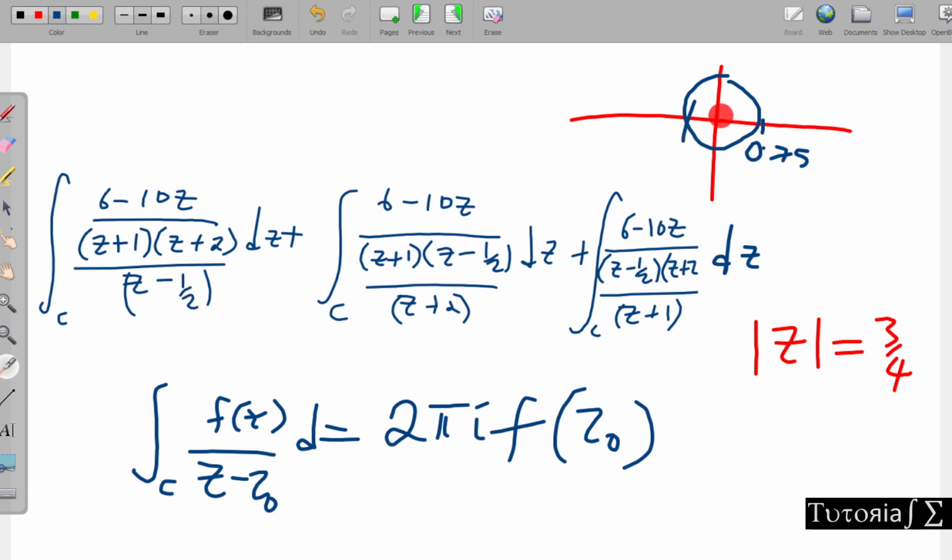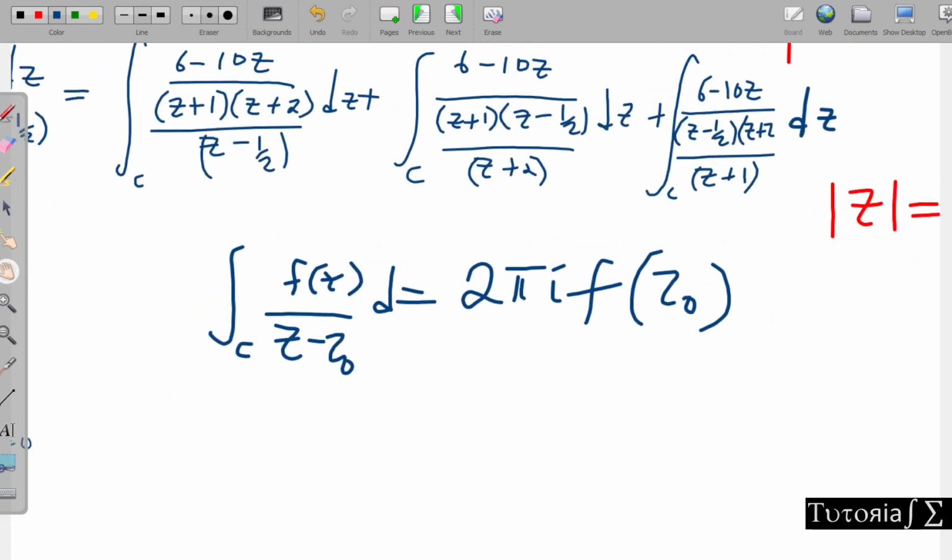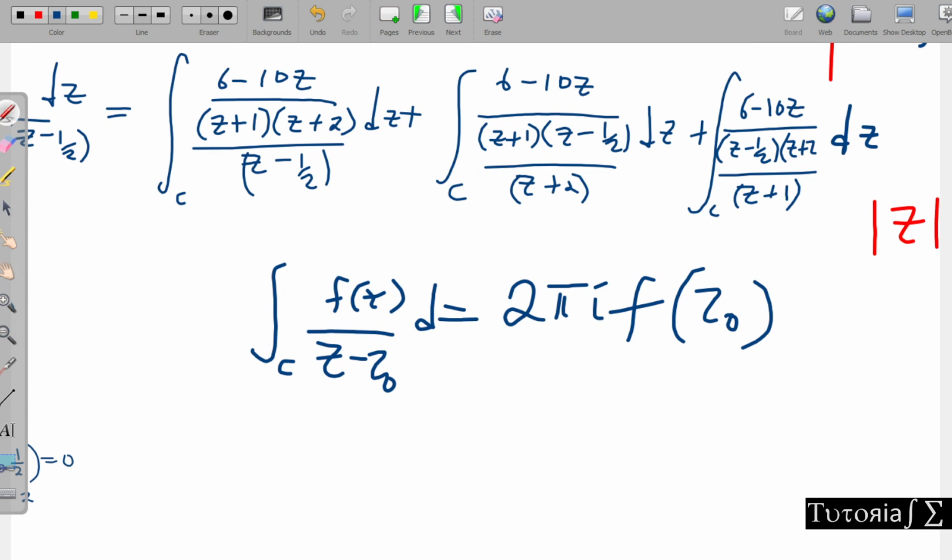Is this one inside here? Yes, so this one is inside, so we'll use it. Is this one inside? No, so we don't use this one. Is this one inside? No, that is 1, which is outside. So this one and this one we will not use. They give us 0 according to Cauchy's theorem. We're just using this one.